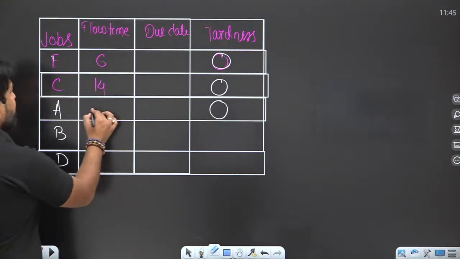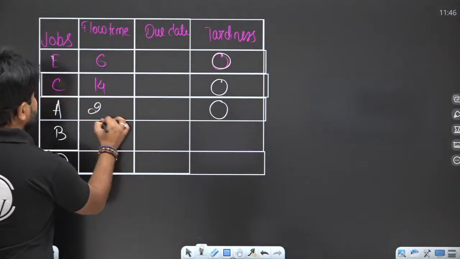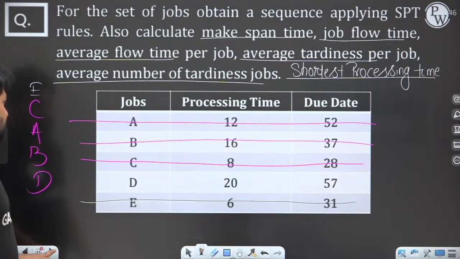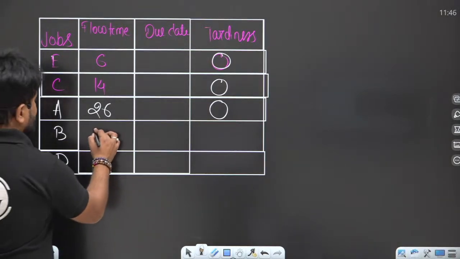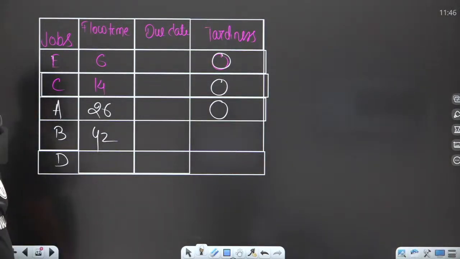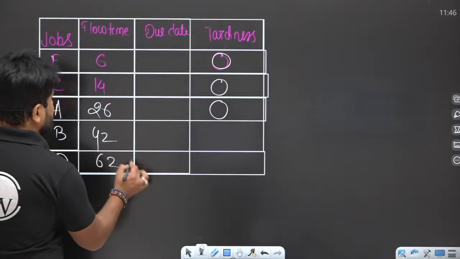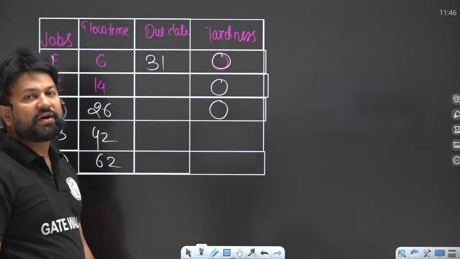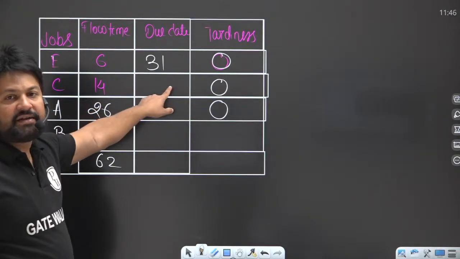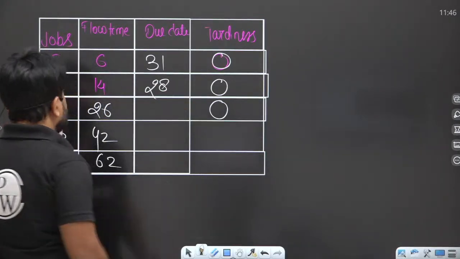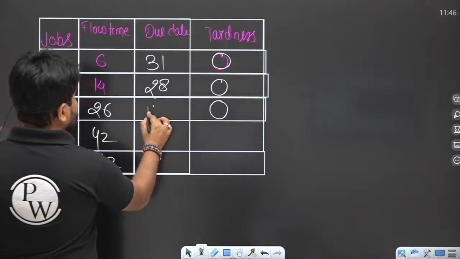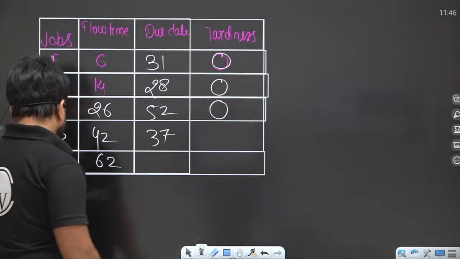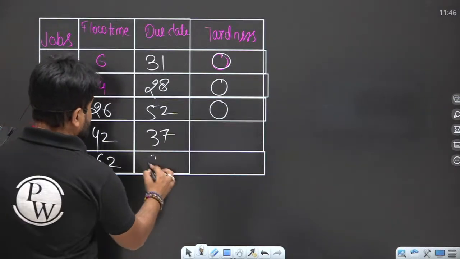Yeah. So here it comes 20. Here it comes 26, I add the processing time. And what is the processing time of B? B is 16. So 26 plus 16 is 42. And processing time of D is 20. So it comes 62. Now due date of E, see your table. Due date of E is 31. Due date of C is 28. Due date of A is 52. Due date of B is 37. Due date of D is 57. Now it is right.